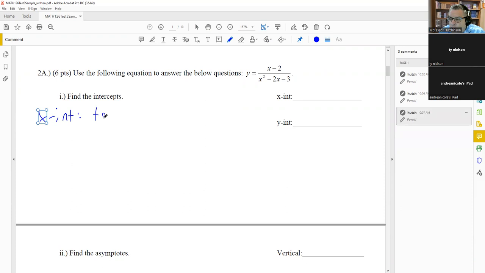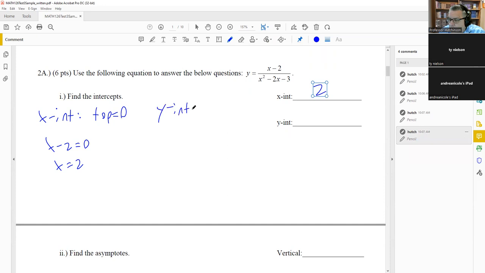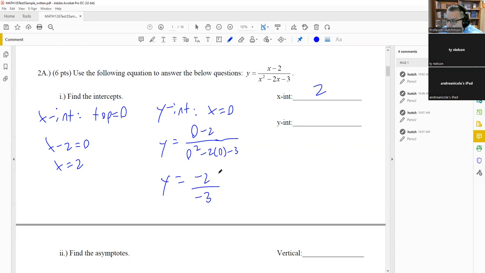So for this one here, for the intercepts, for the x-intercept, you want to set the top equal to 0. So x minus 2 equals 0, and we'll get 2. Okay, so that's the x-intercept. And then for the y-intercept, you want to put in a 0 for x. So 0 minus 2 over 0 squared minus 2 times 0 minus 3. You don't need the extra parenthesis on the end there. And you're going to get negative 2 on top, on the bottom, negative 3. And negatives cancel, and you'll get 2 thirds.